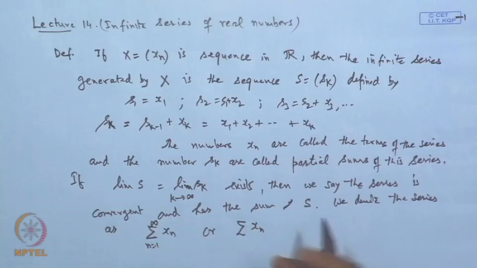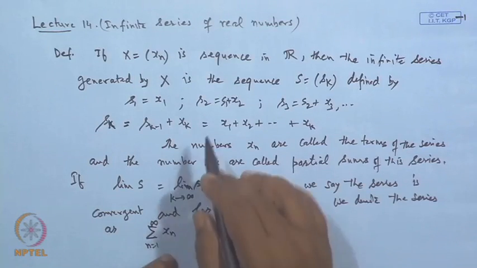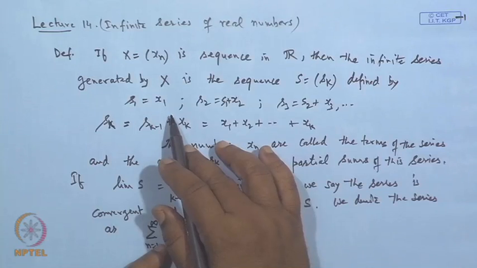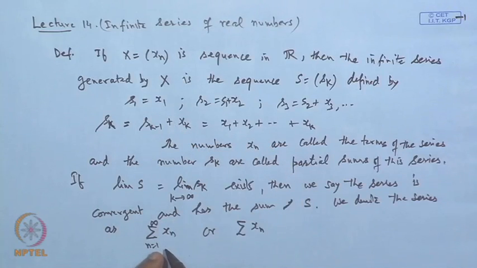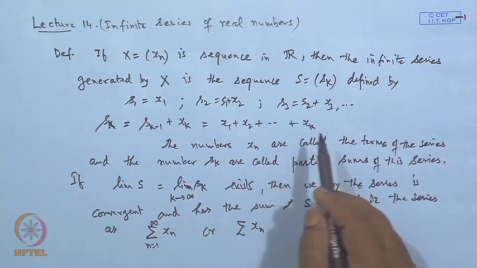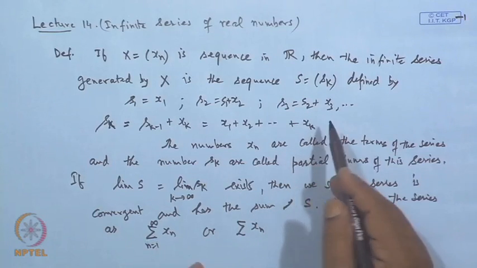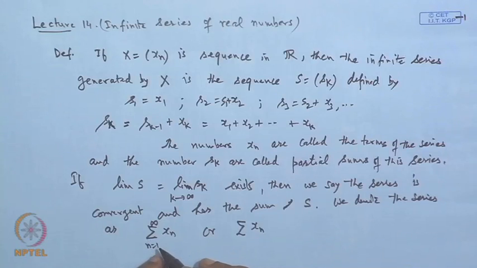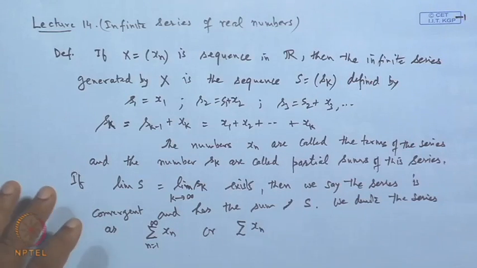Or if the first term starts from x 0, then the summation will be taken from 0 to infinity and like that. And if the series has the first term, say x 100, then the series will start from n equal to 100 to infinity. So, that way we can identify them.